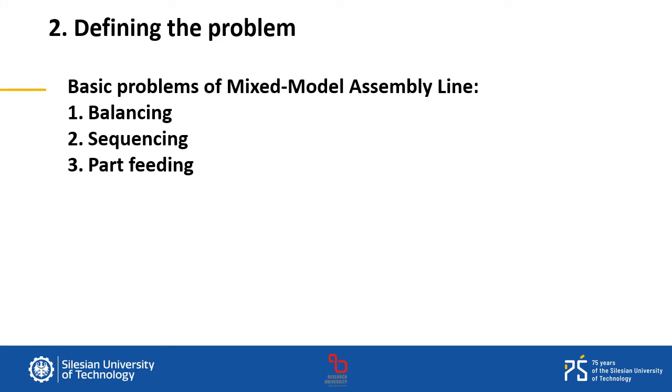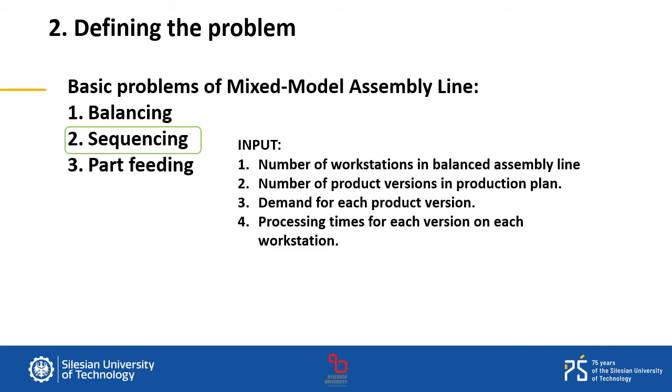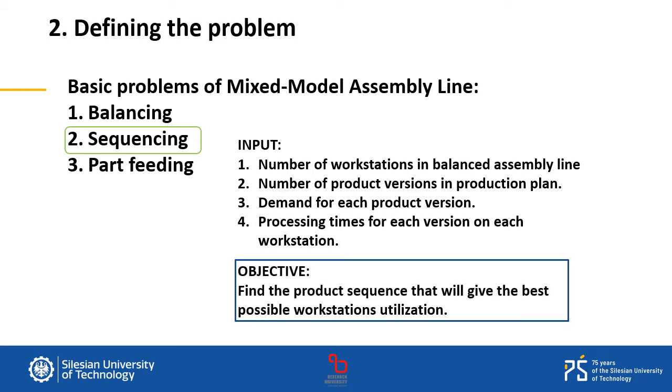When designing a mixed model assembly line, three basic problems need to be solved: balancing of the assembly line, sequencing of production orders, and part filling problem for efficient supplying of the assembly line. In this case, we assume that the assembly line to be solved is already balanced. Demand for each version is determined, and processing times are known. Transportation times are ignored as inessential compared with daily processing times. As a result of the solving mechanism, a near-optimal sequence of production orders will be defined.